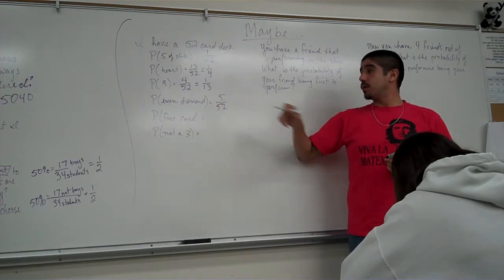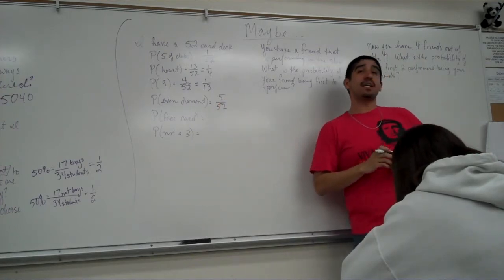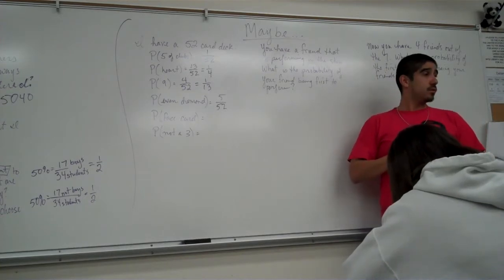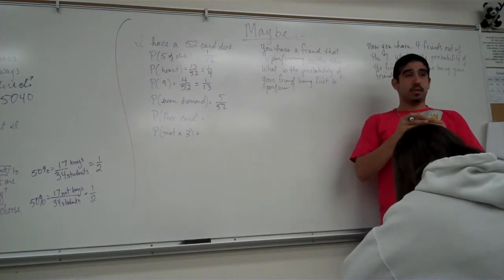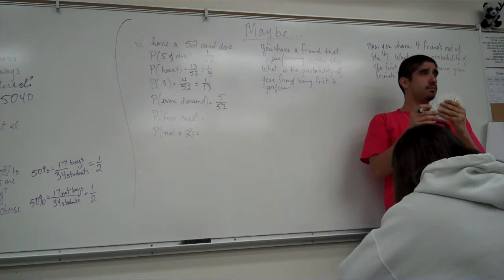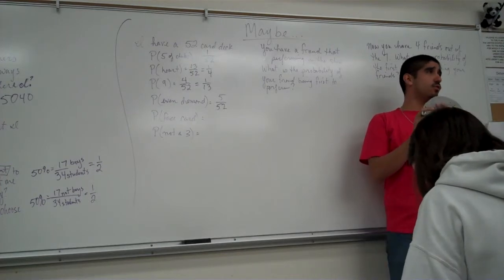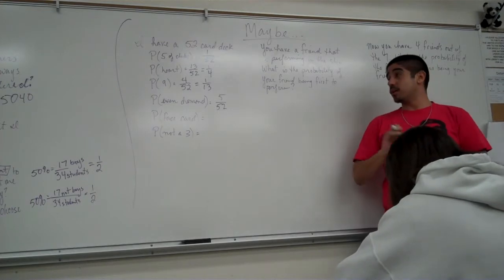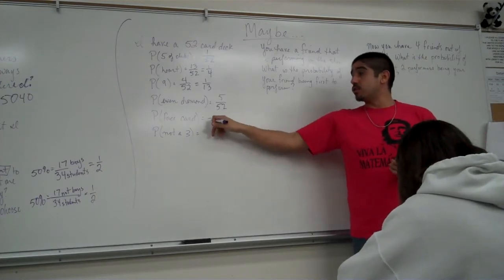Okay. What about the probability of getting a face card? 16 out of 52? Is ace a face card? Ace is not a face card. 12 out of 52? Okay, so there's a lot of fractions flying. Again, how many cards do we have total?